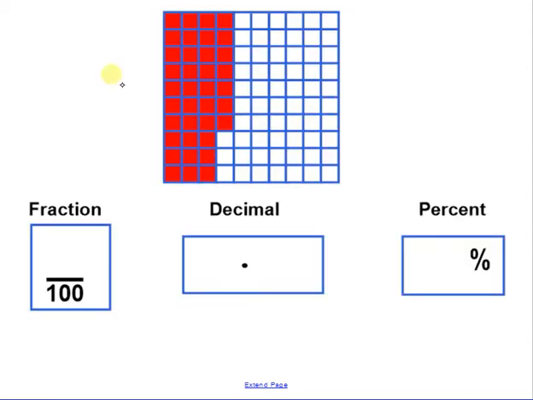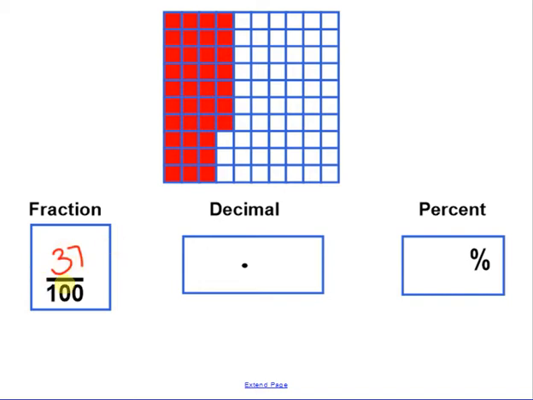Okay, let's try this one, and then you're going to try one on your own. So here we have a 100 block. We need to first figure out our fraction. So how many blocks are colored in? I'll give you just a second to look or pause the video. Okay, you should have gotten 37 out of 100.